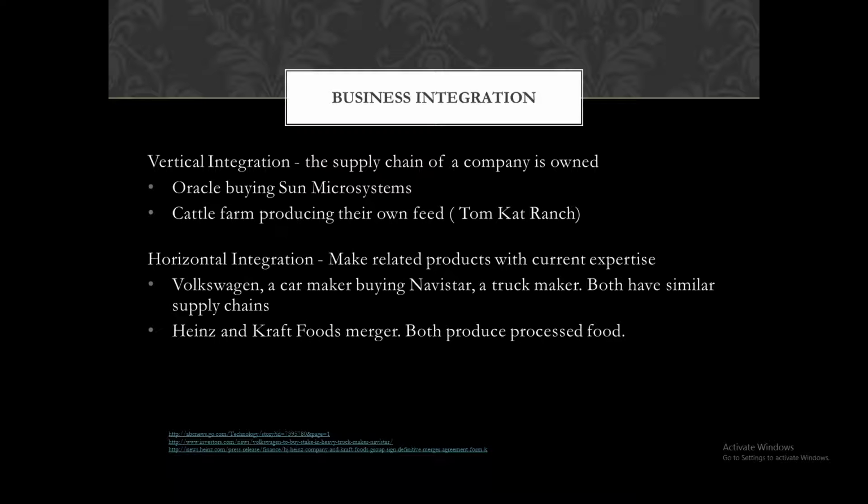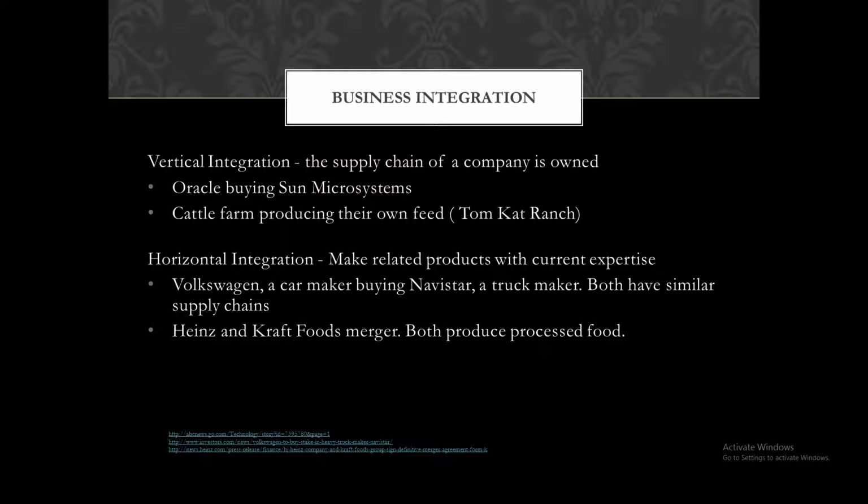Another way that firms could maximize profit is through business integration. There are two forms of business integration: vertical and horizontal. Vertical integration, where the supply chain of a company is owned or bought over. An example is Oracle buying Sun Microsystems, where Oracle, a software company, buys a hardware company. And also, another example is the cattle farm producing their own feed at Tomcat Ranch.